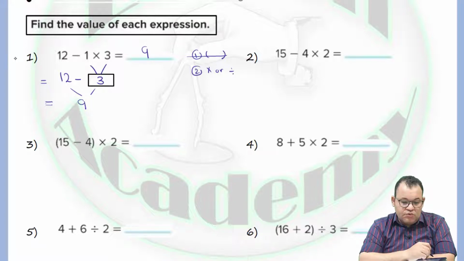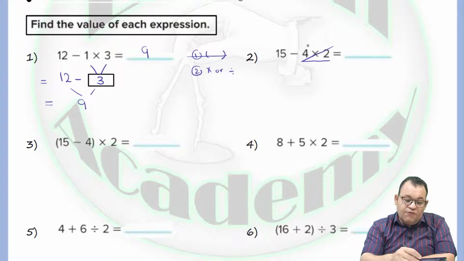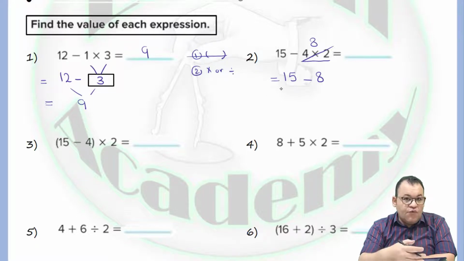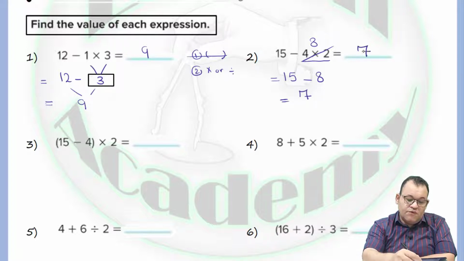Again for question number 2: 15 minus 4 times 2. Number 1, we are looking for the parentheses, there is no parentheses. Number 2, we are looking for multiplication and division. So we have here 4 multiplied by 2 will be equal to 8. Instead of 4 multiplied by 2 we write 8. Rewrite the question again one more time: 15 minus 8. Ask yourself, there is no parentheses, there is no times or divide, so I need to find plus or minus. We have 15 minus 8 will be equal to 7. So that will be equal to 7.